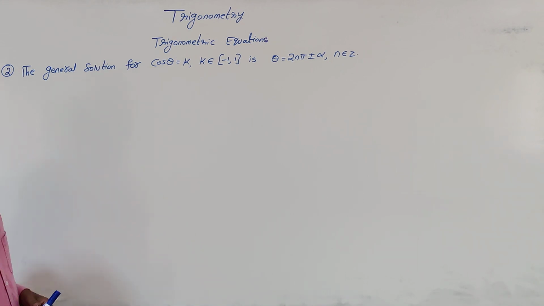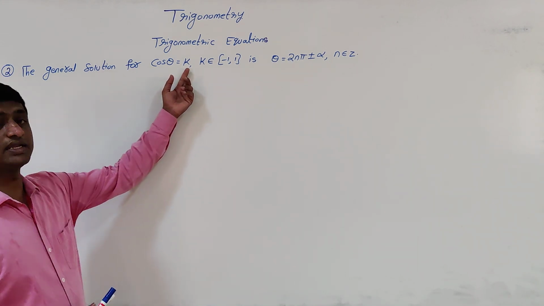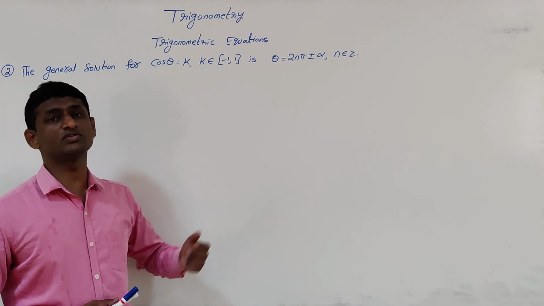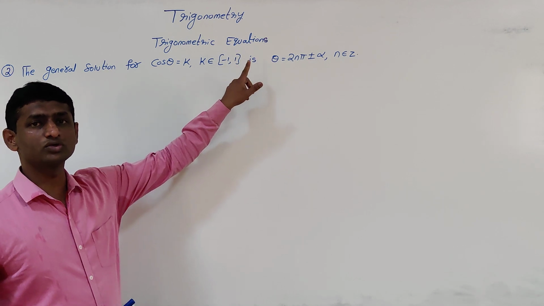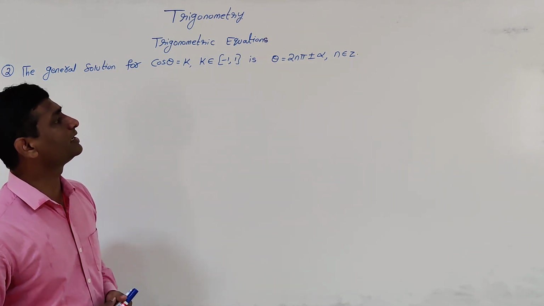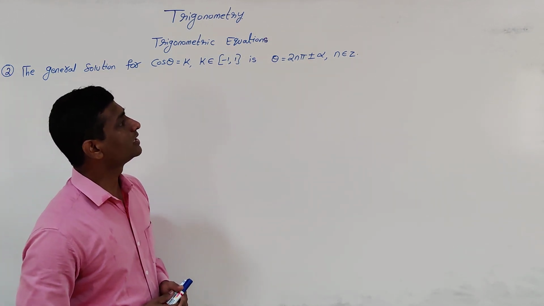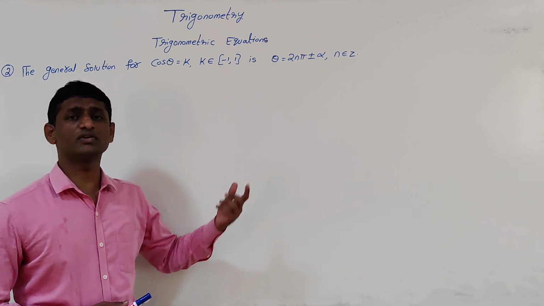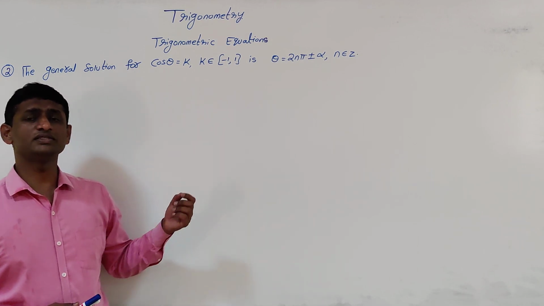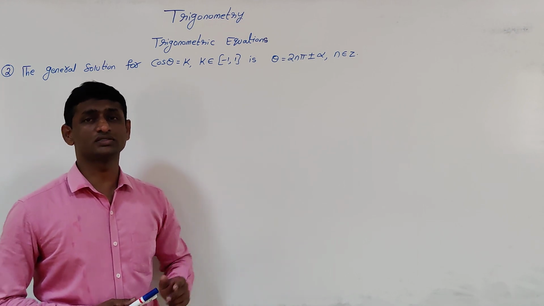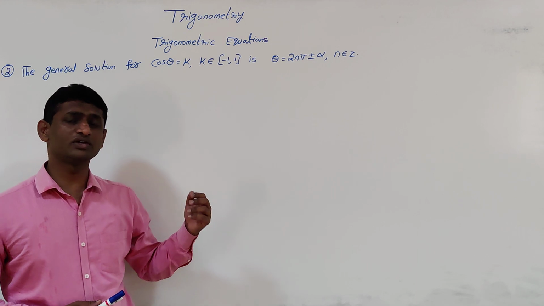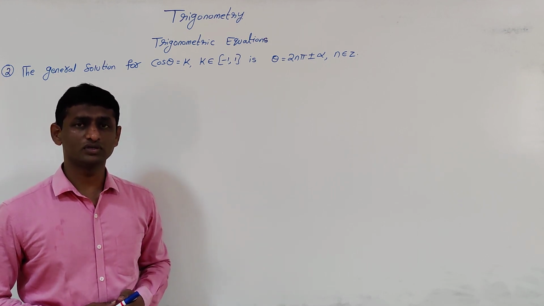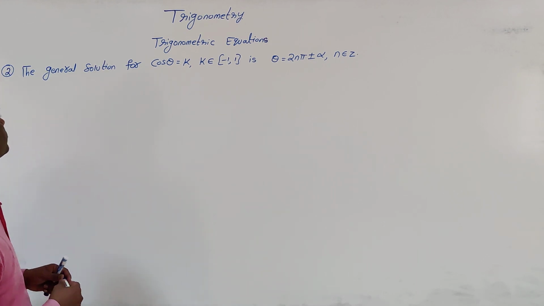Find the general solution for cos theta is equal to k. The range of cos theta is the closed interval minus 1 comma 1, so k lies between minus 1 and 1. The solution is theta is 2n pi plus or minus alpha, where n belongs to Z. Here alpha is the principal solution for cos theta. We have discussed the principal solutions for different trigonometric equations. Now we'll see the proof.